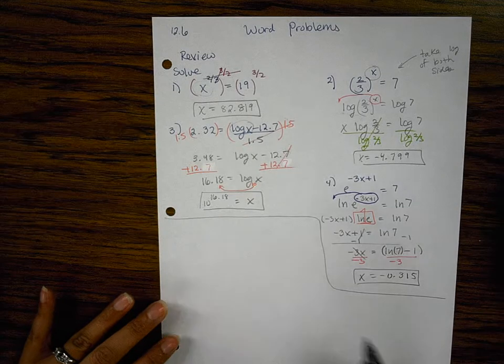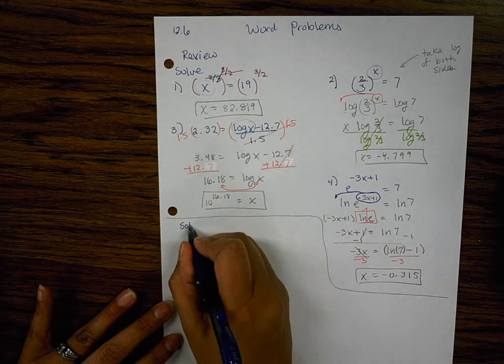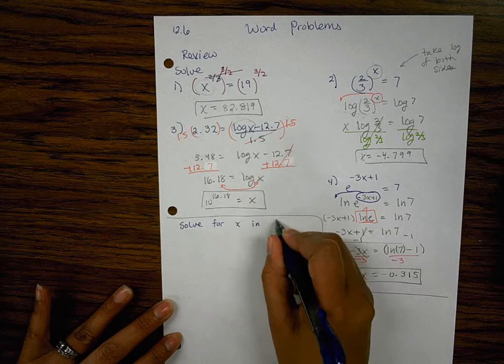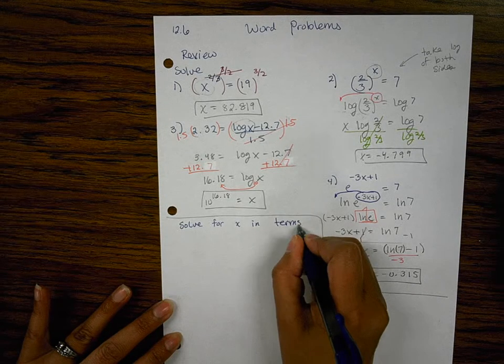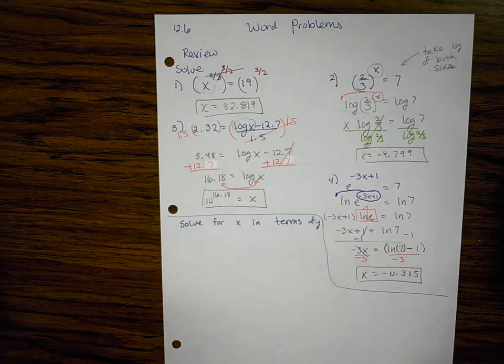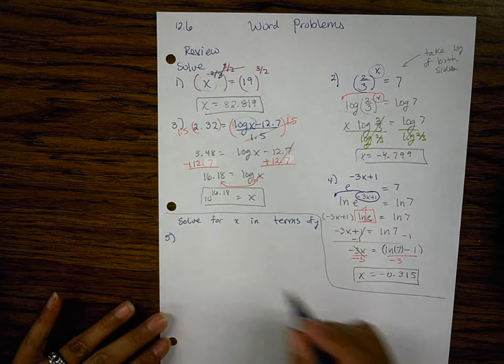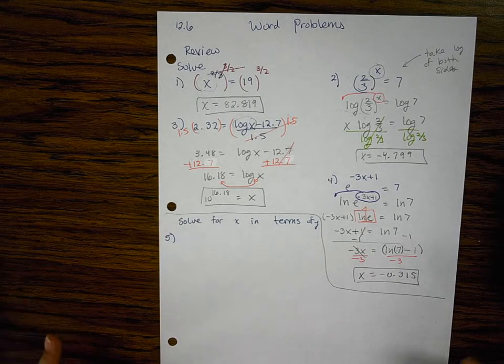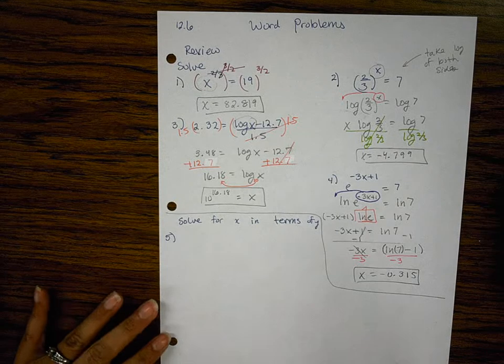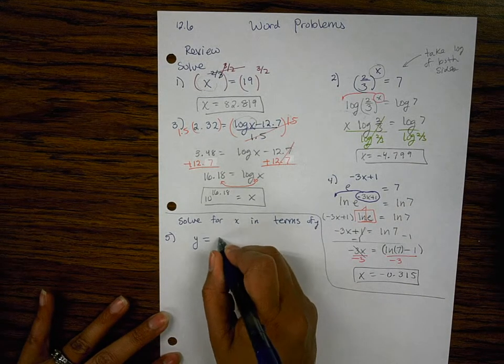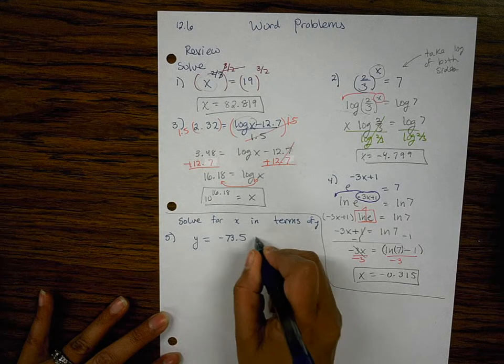All right, this last one, I'm not going to do it with you. I want you to try it, and we'll talk about it in class. Solve for x in terms of y. Write that down. You have one of these on the test, which is why I'm going over it. And kids struggle with this one. We're still solving, but there's multiple variables. We're going to solve for x in terms of y.